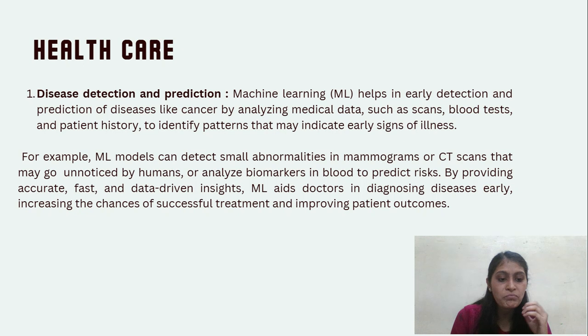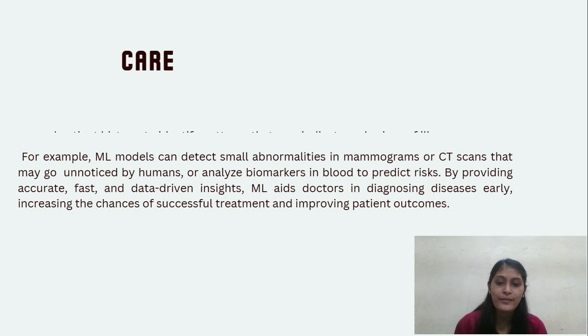As we all know, cancer is mainly detected at a later stage, and at that stage it has become malignant, like it has spread to different organs of the body, and it's difficult to treat. But if it's detected at an early stage, then it may be possible to treat it more efficiently. So ML models can be used to detect small abnormalities in MRI reports, CT scans, as well as mammograms. Such small abnormalities can go unnoticed by humans, but ML models can be used to predict them.